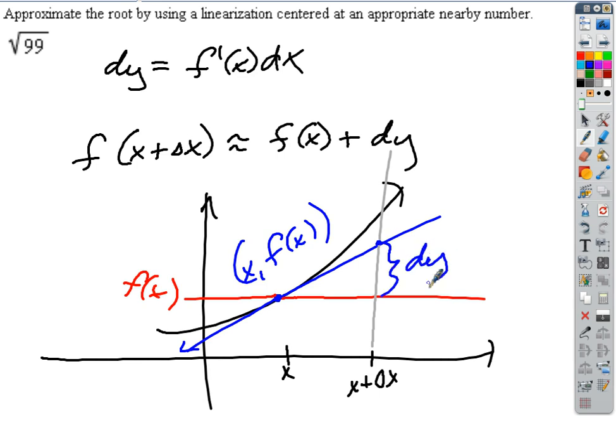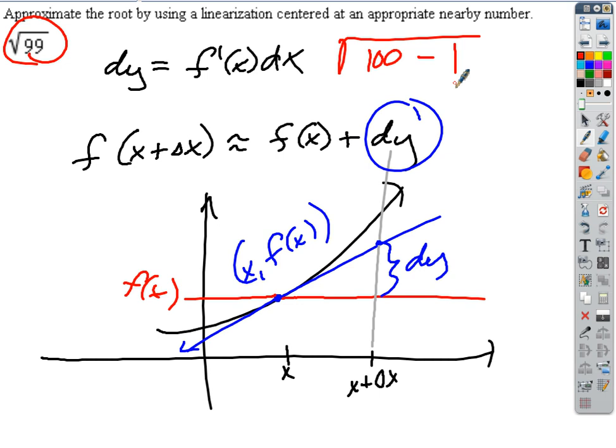That's dy. So that's what we're doing. Our estimation of the value of the function here is the value at x plus dy, which is the calculus part, our differential. So is this where we take the square root of 100 and dx is minus 1? Right. Let's take the square root of 99. We can think of it as the square root of 100 minus 1.